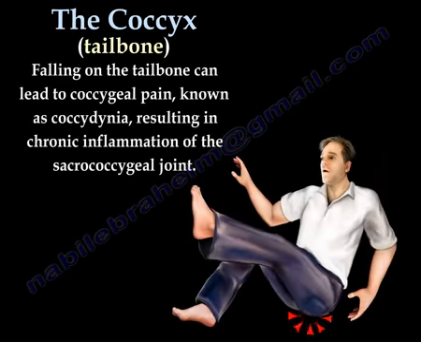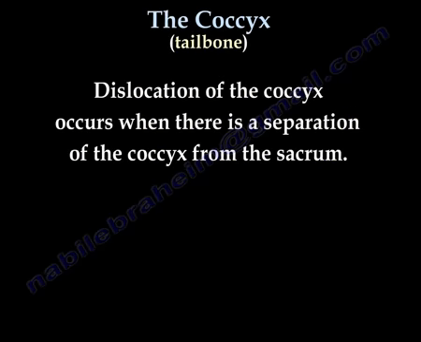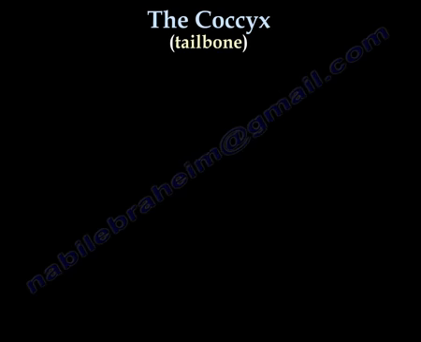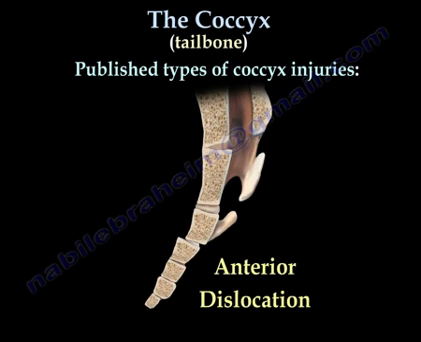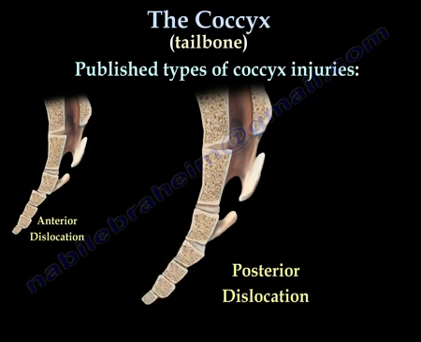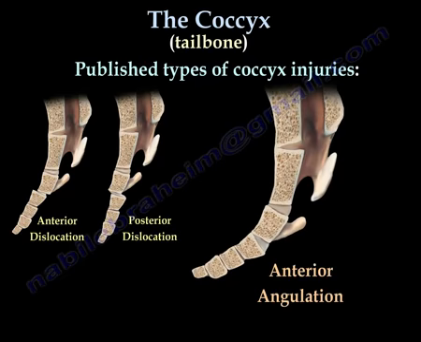Falling on the tailbone can lead to coccyx pain, we call it coccydynia, with chronic inflammation of the sacrococcygeal joint. Dislocation of the coccyx occurs when there is a separation of the coccyx from the sacrum. These are the published types of coccyx injuries: anterior dislocation, posterior dislocation, anterior angulation.